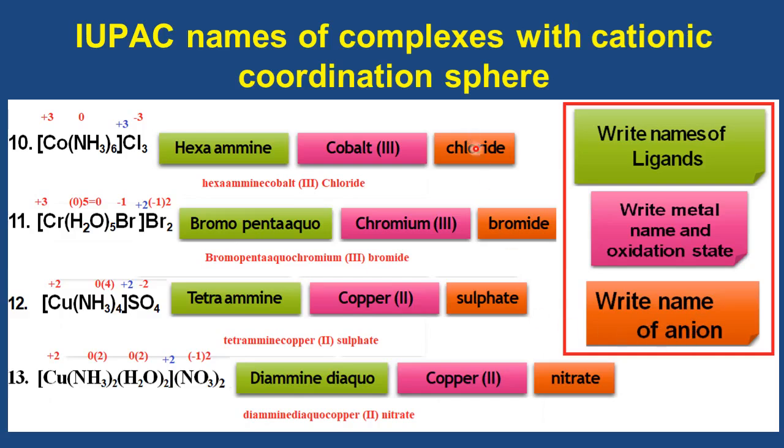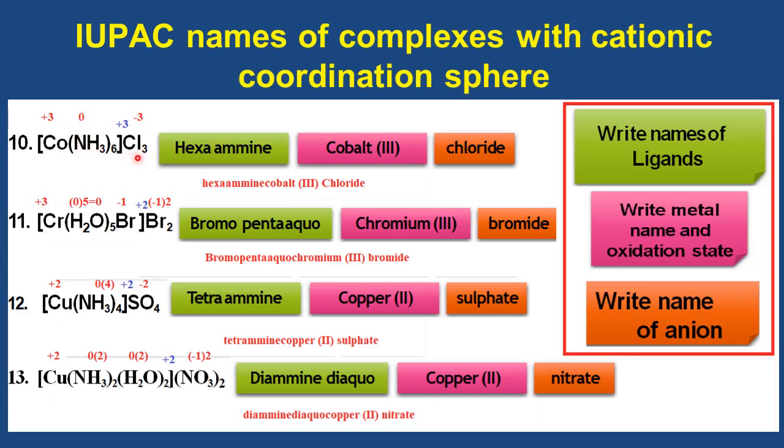It is going to carry a positive charge. How? We are having amine as ligands. How many? 6. But it is a neutral ligand, so overall charge is going to be 0. We are having chloride ions as anions because it is out of the coordination sphere. So students, the charge contributed by 3 chloride ions is going to be -3.